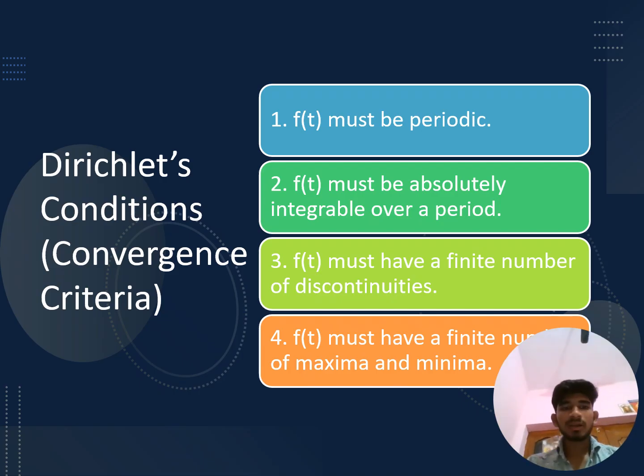Now we are moving to the Dirichlet conditions. Dirichlet conditions tell us when a Fourier series converges to a function. The function f of t must be periodic, f of t must be absolutely integrable over a period, f of t must have a finite number of discontinuities, and f of t must have a finite number of maxima and minima. If these conditions are satisfied, the Fourier series will correctly represent the function.